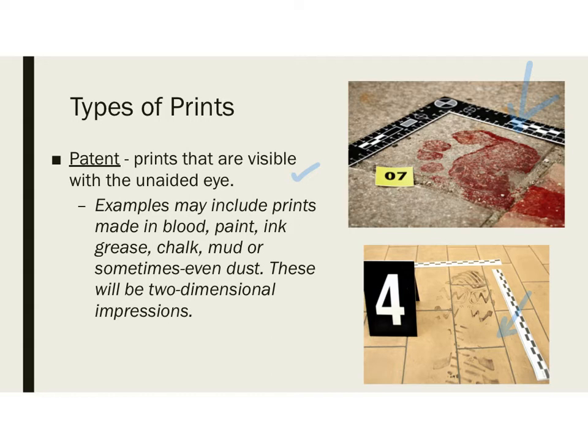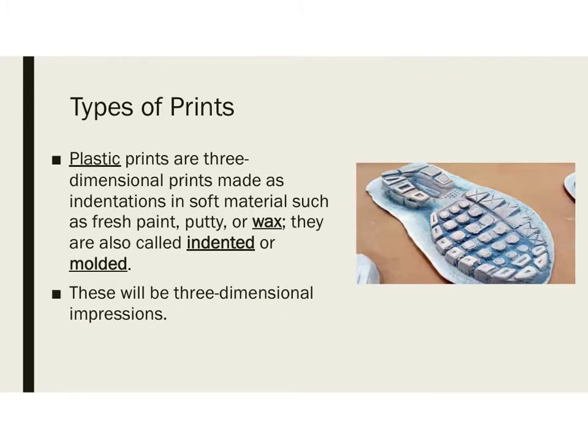Whereas our latent prints, we had to do a technique in order to visualize it and then be able to lift it. Okay, these are two-dimensional impressions, so they're 2D, not 3D. For our plastic prints, these are 3D. This is when, if you are outside and maybe it had rained recently and the person leaves through the woods, you might actually have a print in the mud. We can then use clay, putty, or wax, where we'll pour it into that indentation, let it harden, and then we can lift it, okay?